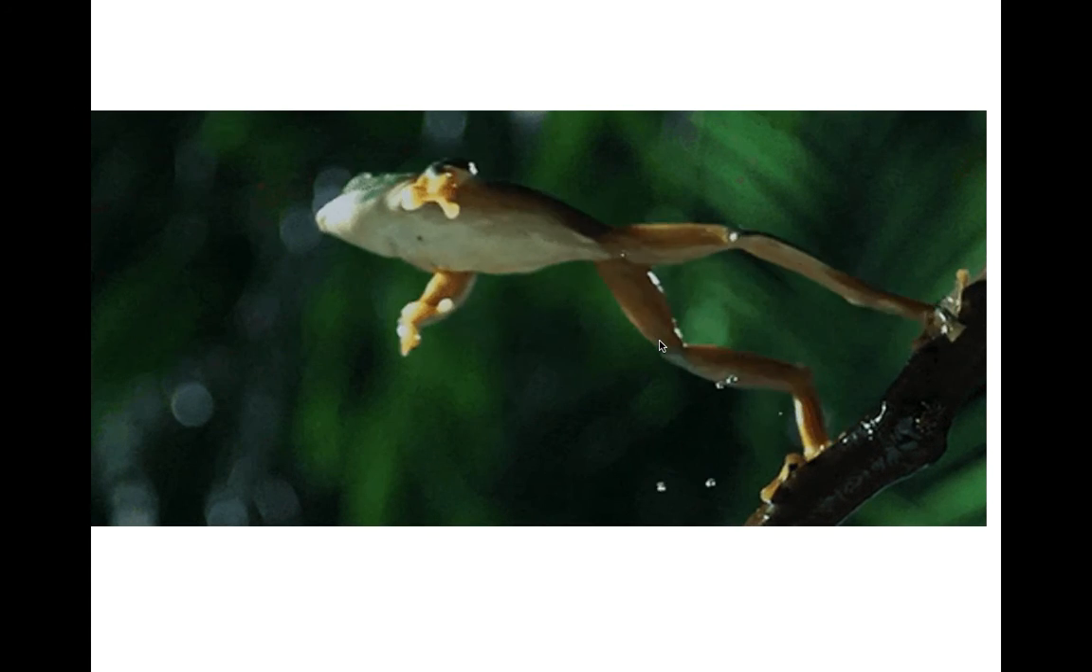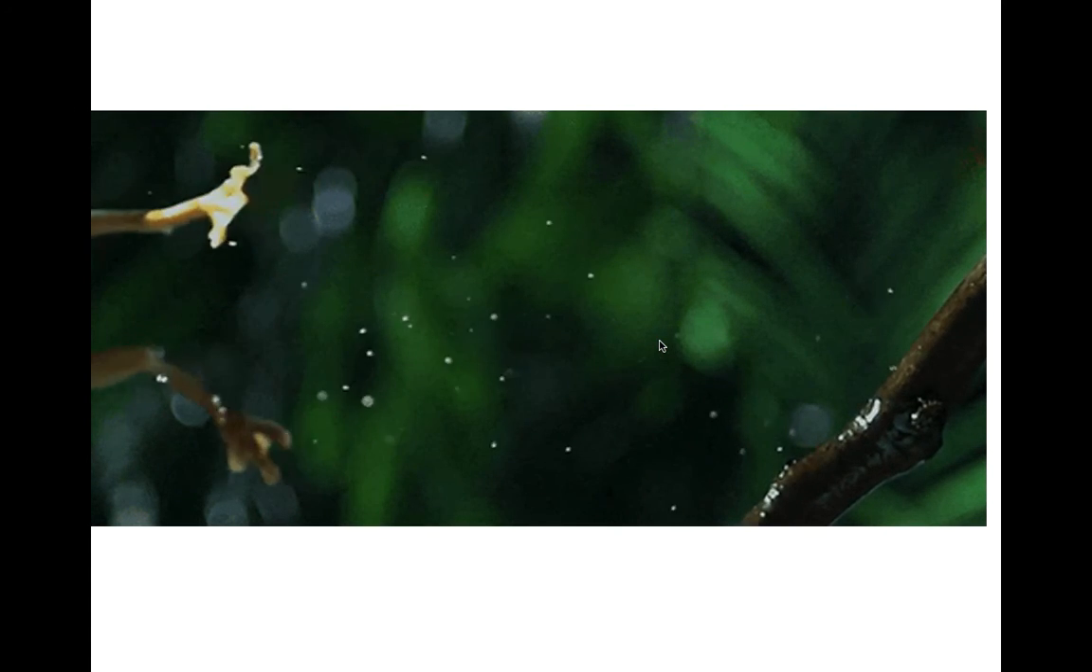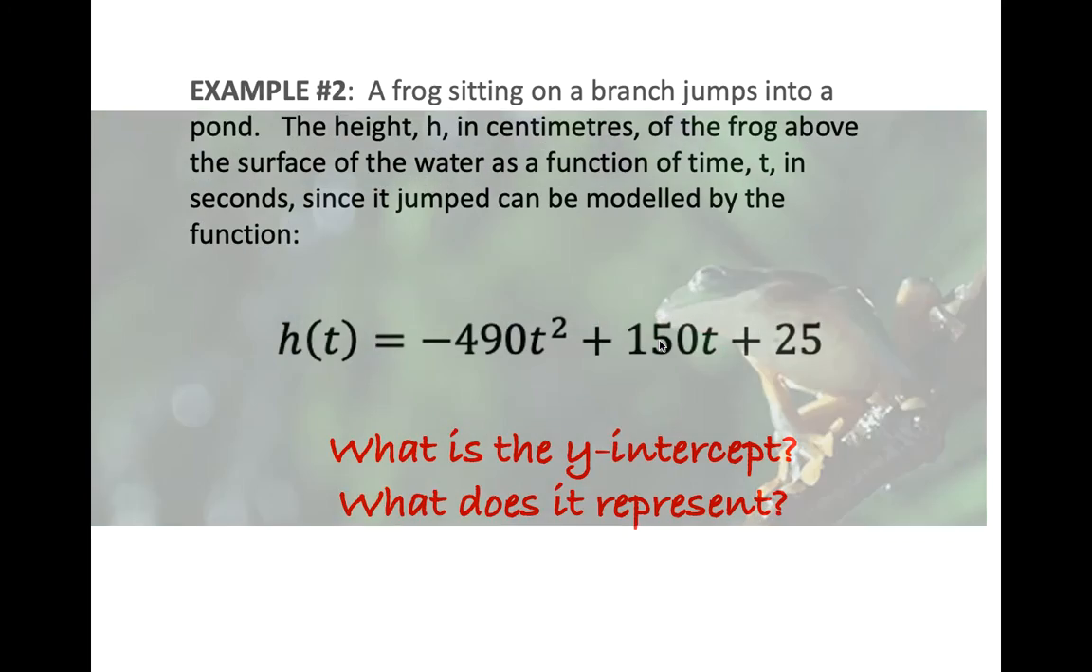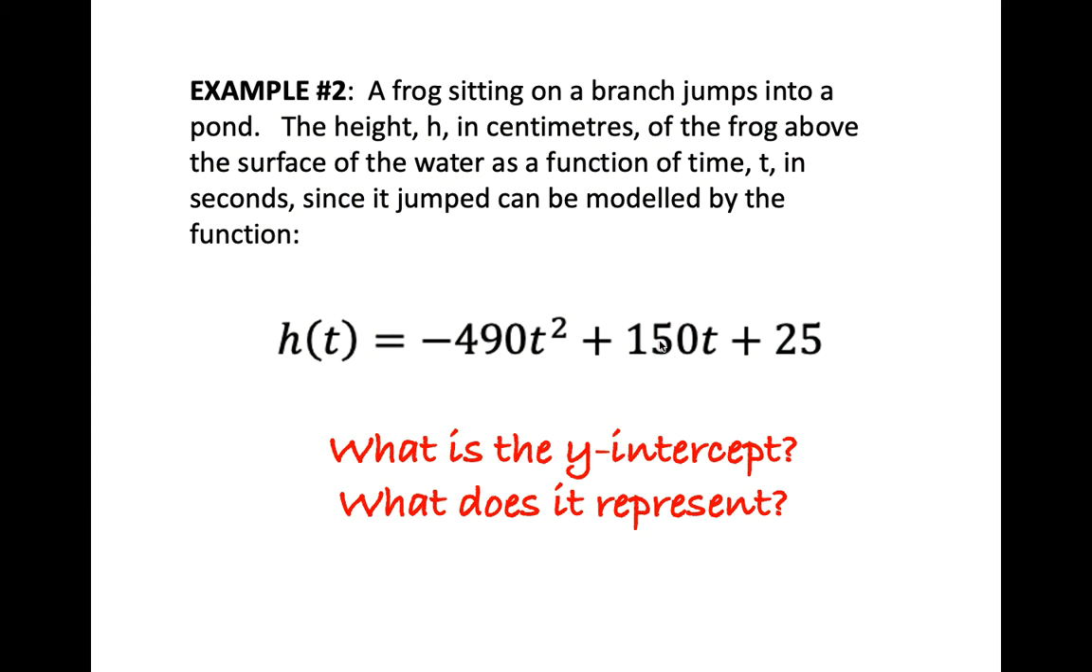Okay, the next question we're going to be taking a look at is a real life example, which involves a frog jumping. So let's take a look at what we have. A frog is sitting on a branch and he jumps into a pond. The height, h of t, in centimeters, is the height of the frog above the surface of the water as a function of time, and t is time in seconds since he jumped.